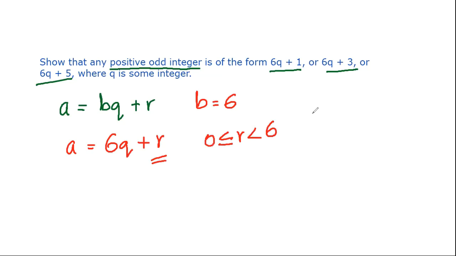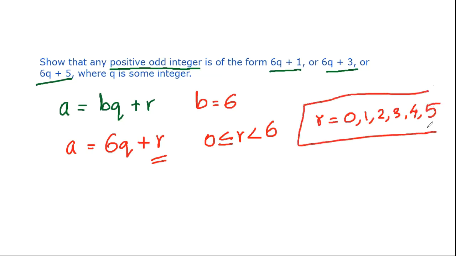So the possible values of the remainder r will be 0, 1, 2, 3, 4, less than 6 means up to 5. 0 to 5, these are the possible values of r. Now let's try to list out all the possible forms of any positive odd integer a.